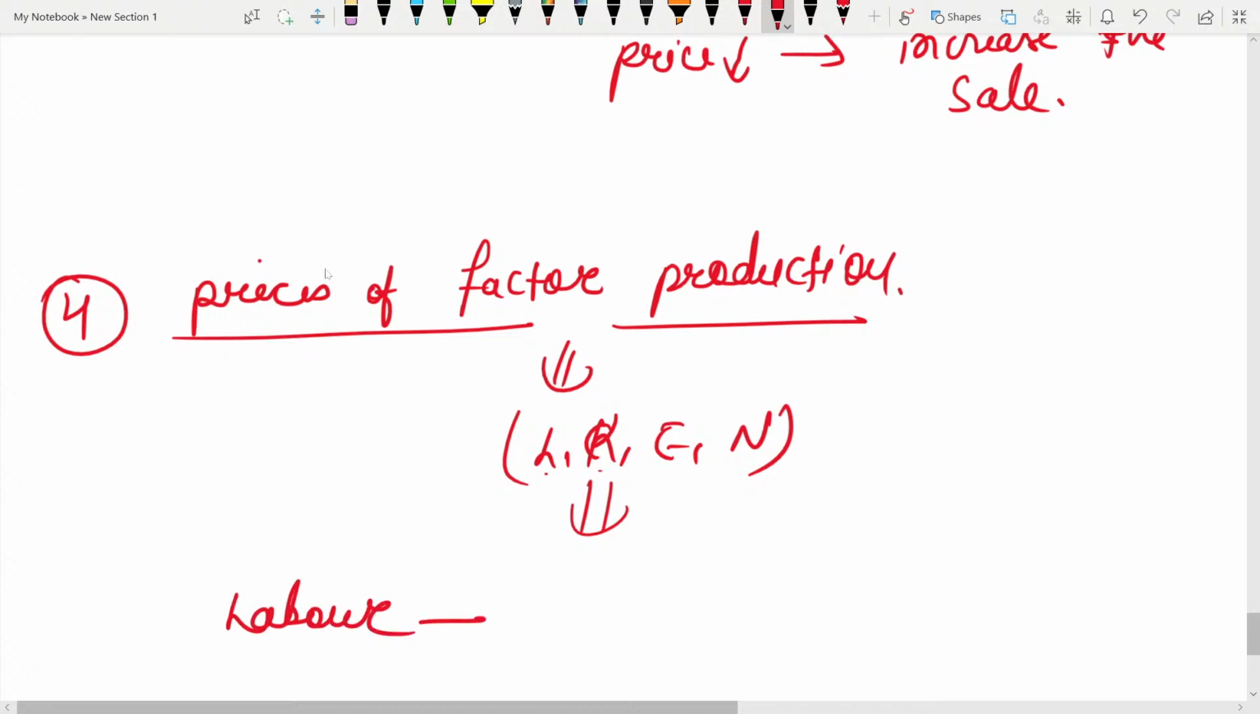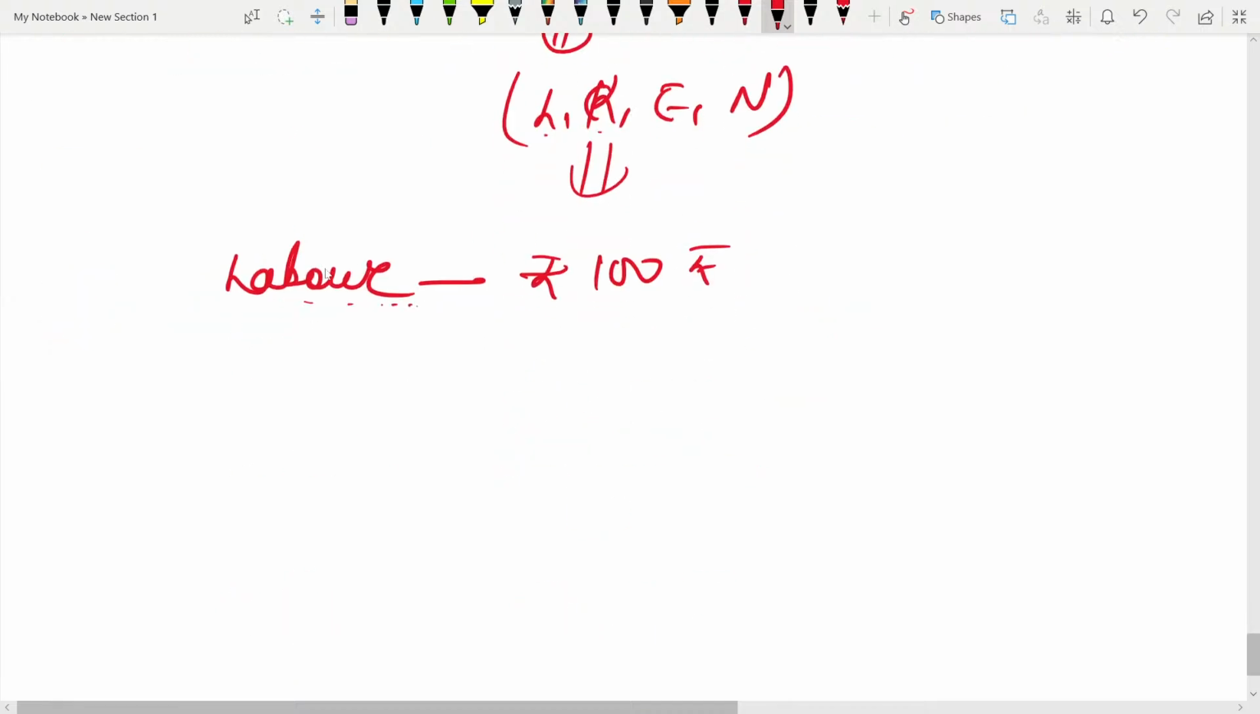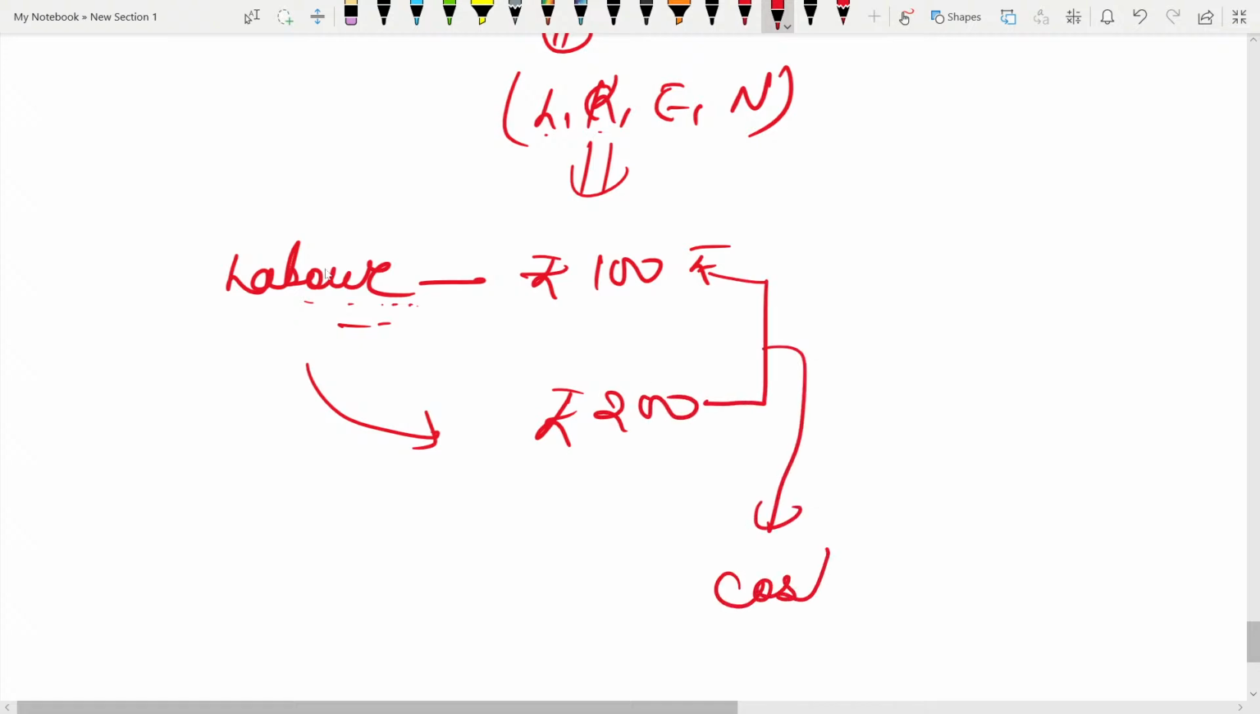Labor. Okay, so we all know that labor is an input cost. Say that at 100 rupees, producers are just able to hire labor, but the cost of labor, or the wages, has gone up to 200. So this will automatically add up in what sense? Cost. Due to this increase in cost, it will impact the price of the commodity.